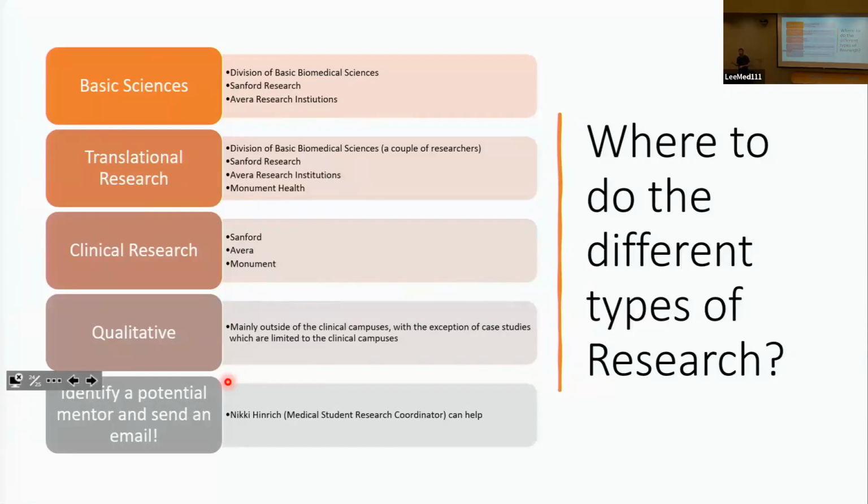Now, I realize that it may be difficult to know who's doing research at the various campuses and how to get in touch with them. Luckily, we do have an individual, Nikki, that many of you may know, that is our medical student research coordinator. So certainly send her an email and she can go out and help you, put you in contact with individuals at the various clinical campuses or within the basic sciences or even across campus to first get your foot in the door with the type of research that you're interested in.